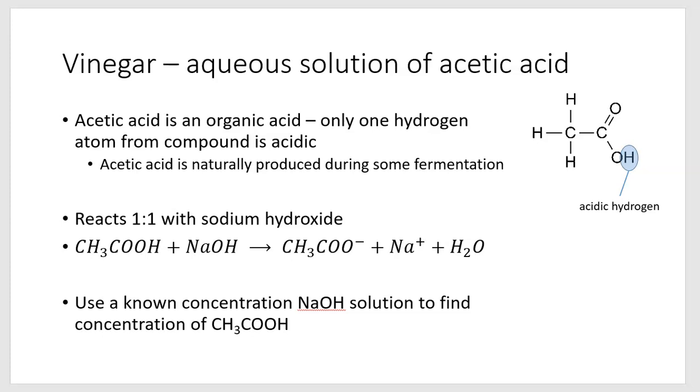So there's only one acidic hydrogen on acetic acid, and therefore when we react it with sodium hydroxide, it reacts in a 1-to-1 stoichiometry. For every 1 molecule of acetic acid, it'll react with 1 molecule of sodium hydroxide. And we're going to use that fact in the titration. We're going to take a known concentration of sodium hydroxide, and based off the concentration and the volume of sodium hydroxide, and then based off the volume of the acetic acid solution, we can find the concentration of acetic acid in the vinegar sample.